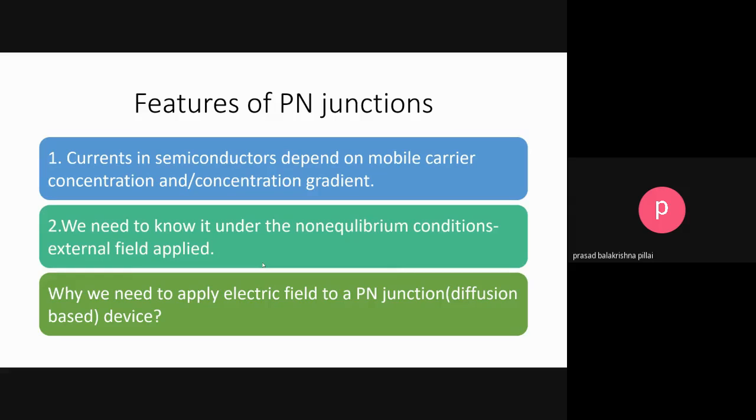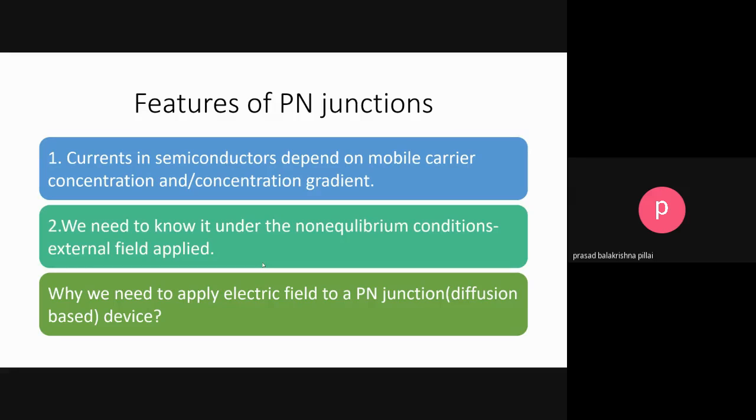Now, another issue is cropping up here as compared to the first section. In the first section, we have seen the equilibrium condition, that means no external field applied. But we know that most practical situations or applications of devices are under non-equilibrium. That means you apply an external bias. That is what the normal operation is. So we would like to know the current when you are applying a bias.